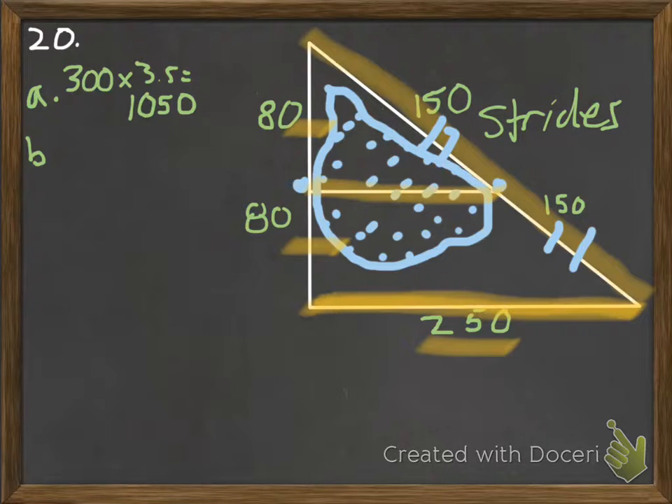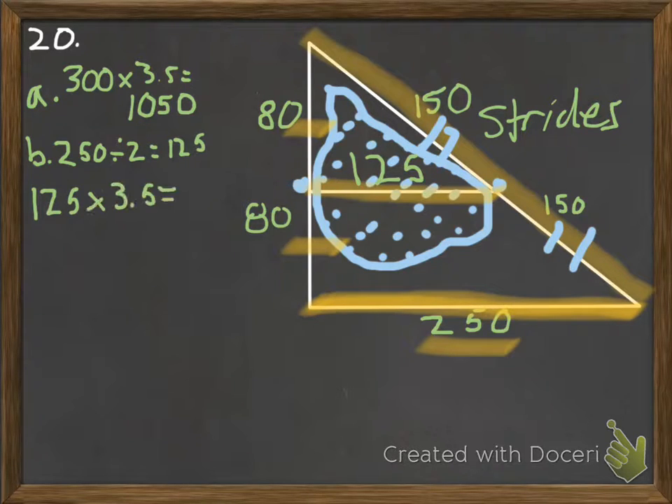The very bottom line right there is 250. I know that a mid-segment is half of 250. So I'm going to do 250 divided by 2, and that gives me 125. So that across the lake is 125, but be careful, that is 125 strides. We need to change that into feet. So we'll do 125 times 3.5, just like we did in part A, and that gives me 437.5 feet across the lake.